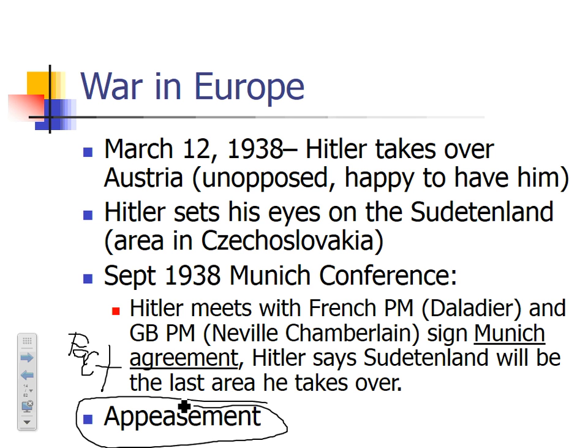Essentially, Hitler is able to convince the other European powers that he has no interest whatsoever in taking over anything else. He's like, listen, once I get the Sudetenland, I will have recreated what was Germany and parts of Austria-Hungary prior to World War I. I've gotten what I want. I'm done. I'm not going to take anything else. And they believed it. They were like, well, that's a gentlemanly thing to do. We can understand how you might be unhappy.